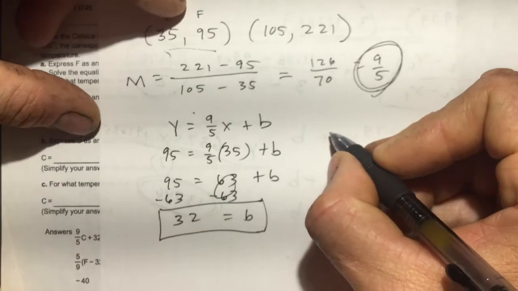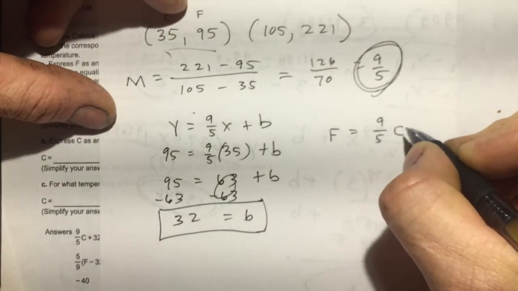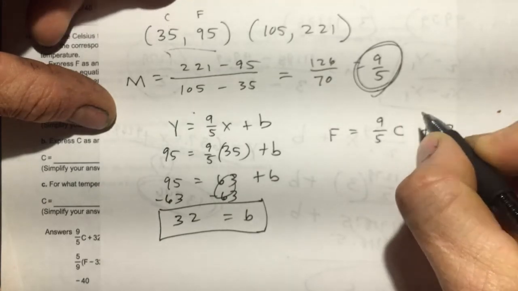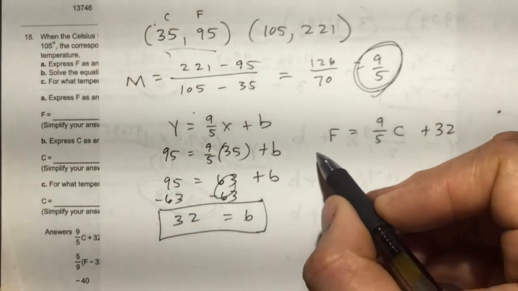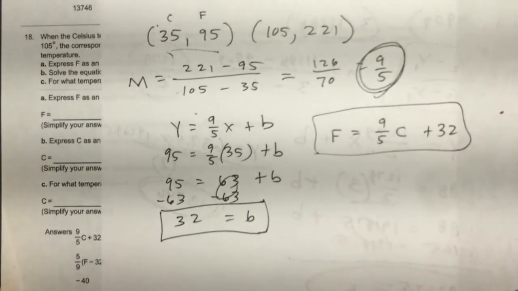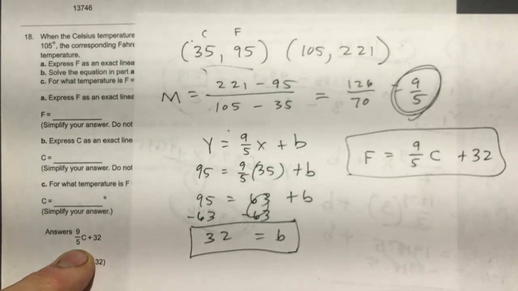Now this is F equals 9/5 times C plus 32. See, we're using C and F instead of X and Y. So there should be my equation right there. And that's what it says. We got it. It's right there.